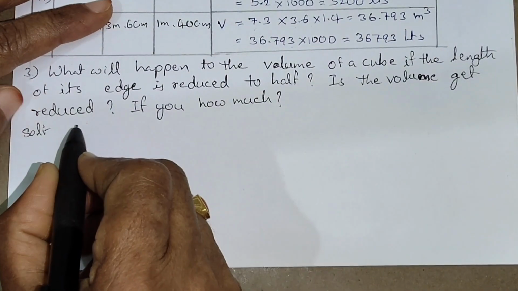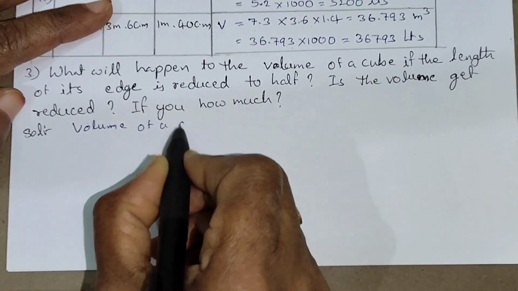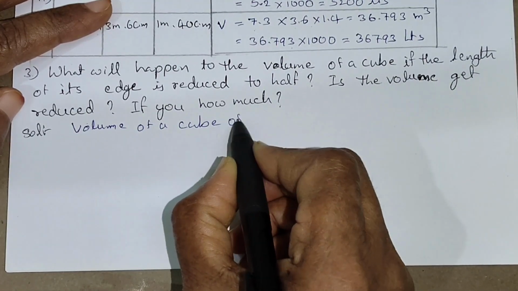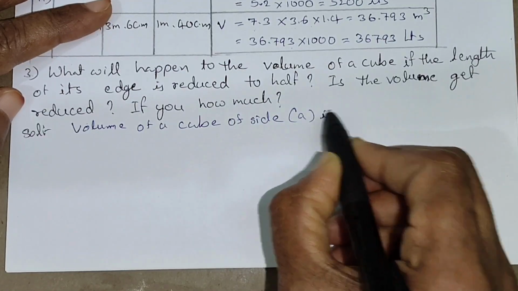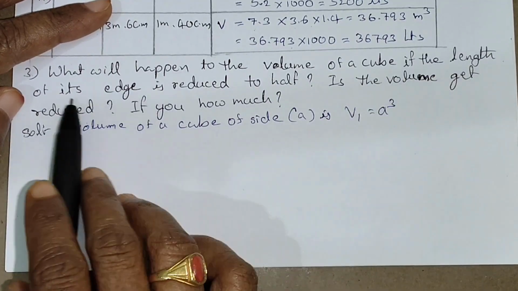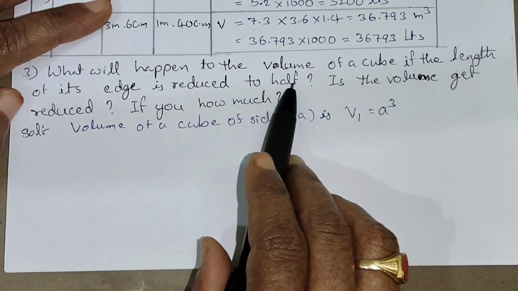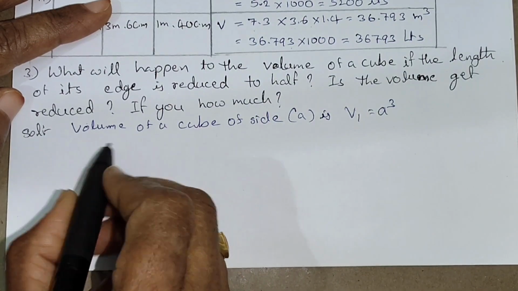First, the volume of a cube of side a. Here we take v1 equal to a cube. So after the length of its edge is reduced to half, reducing the side.